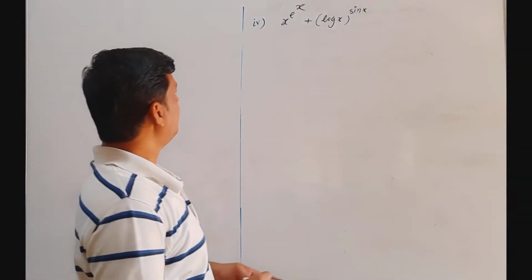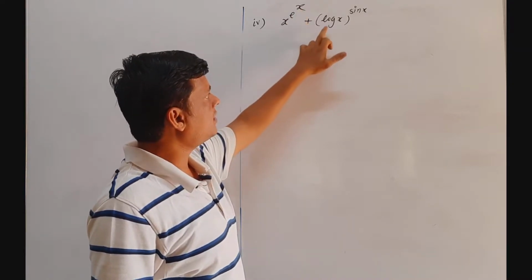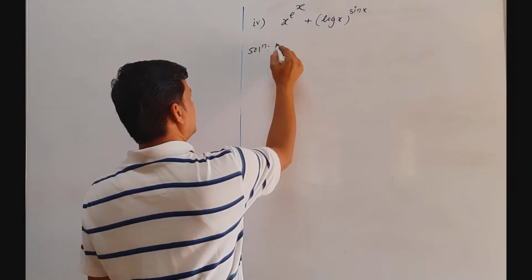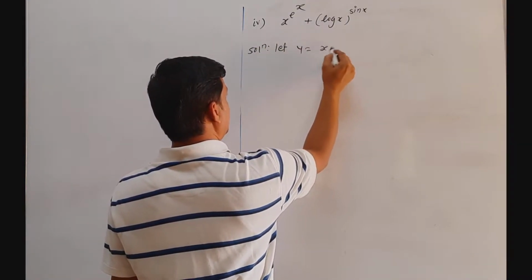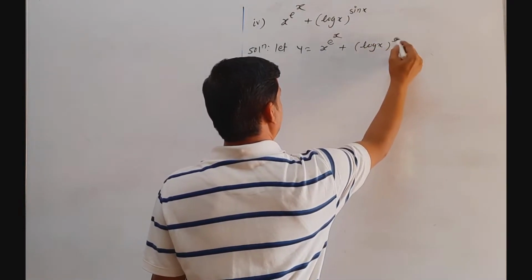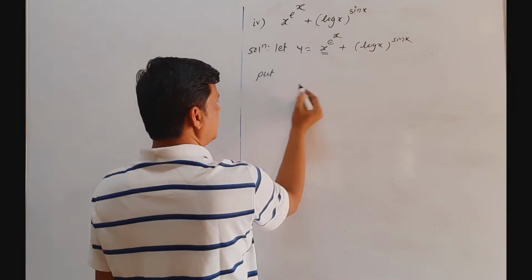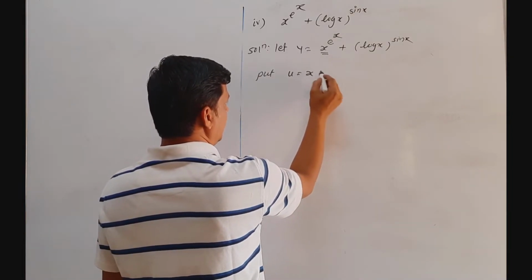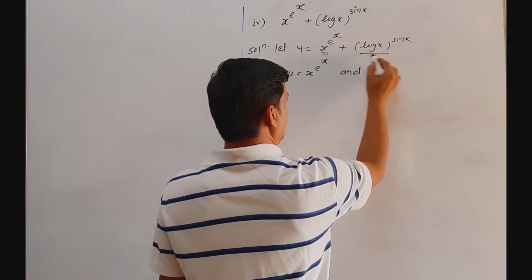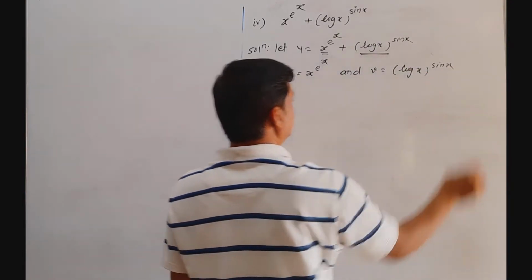Now see sub-question 4. We have to differentiate x raised to the power e raised to the power x plus (log x) raised to the power sin x. So we write in the solution: let y be equal to x raised to the power e^x plus (log x) raised to the power sin x. Put the first function as u, so u is equal to x raised to the power e^x, and v is equal to the second function, v equals (log x) raised to the power sin x.